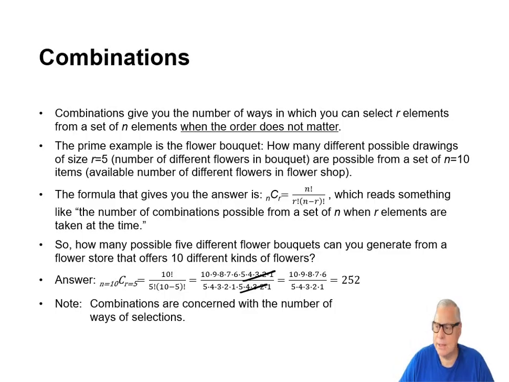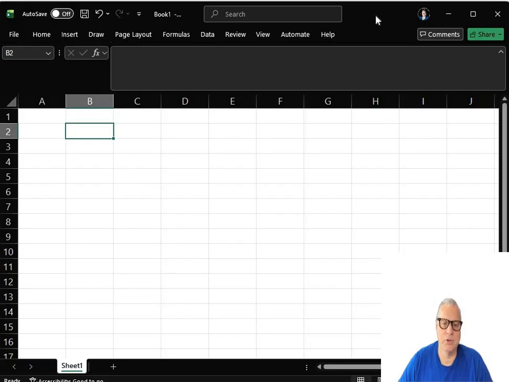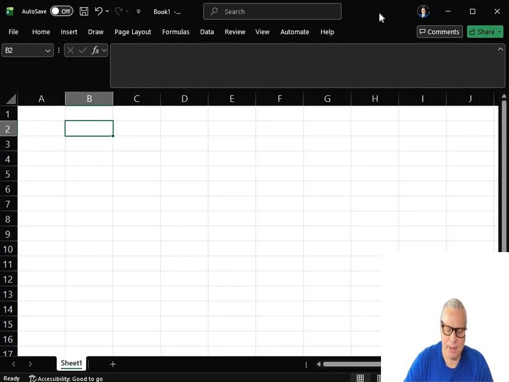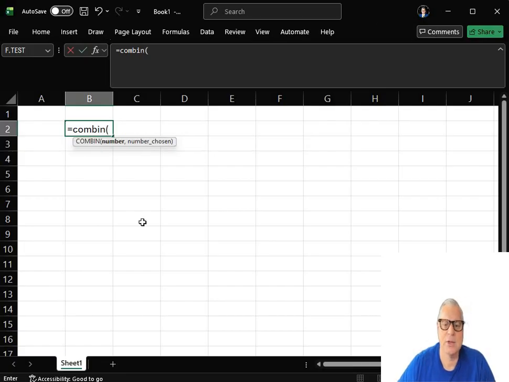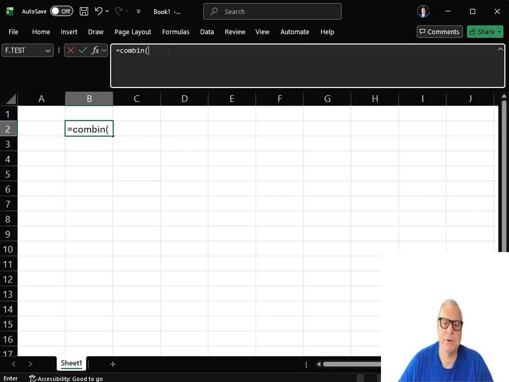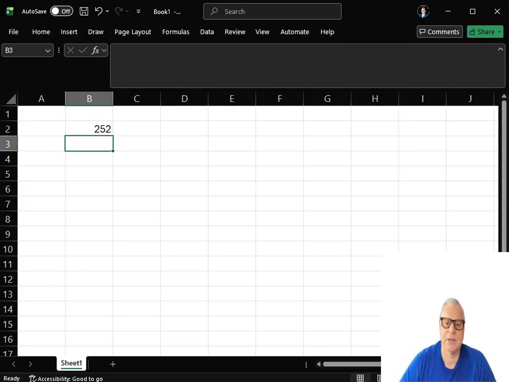Typically, when you resort to Excel, you would use the formula COMBIN. It's equals COMBIN, and you see the same logic that we just went over repeated here. It says number 10, number chosen 5, and we get 252.